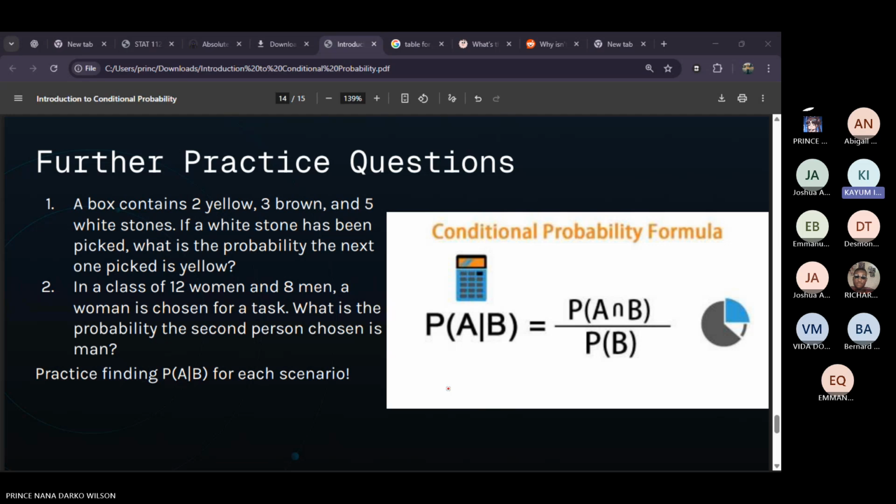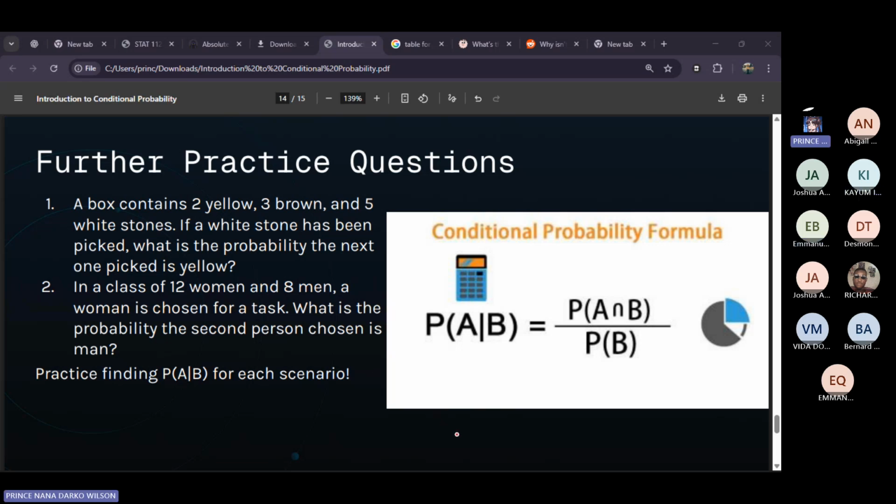Where is that 9 from? Oh, okay, sorry. Let's go way back to the question. We are picking, according to the question, a white stone first. Picking a white stone reduces the number of stones from 10 to 9, right? Yeah, now I understand.